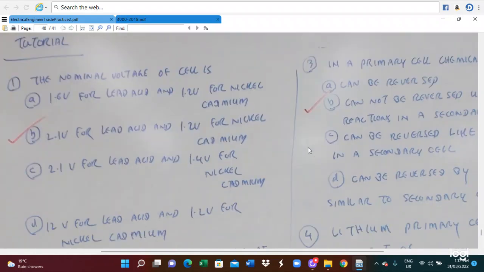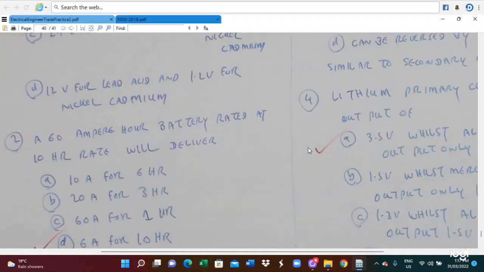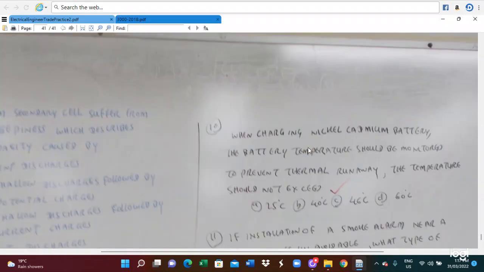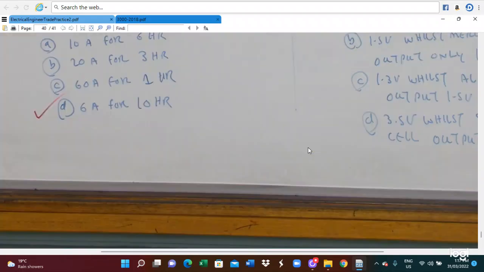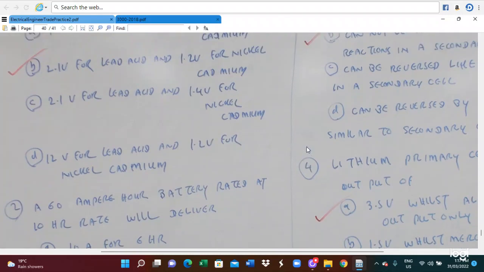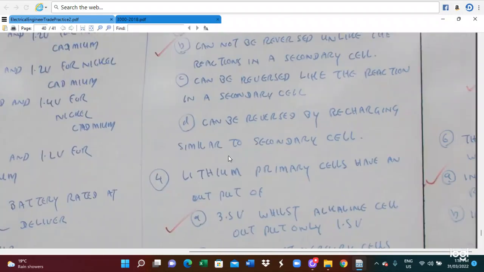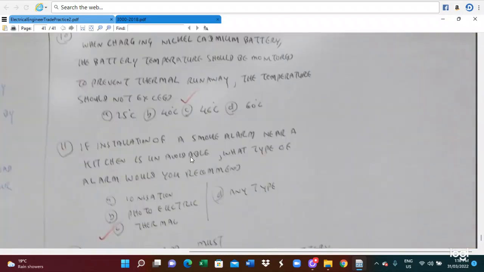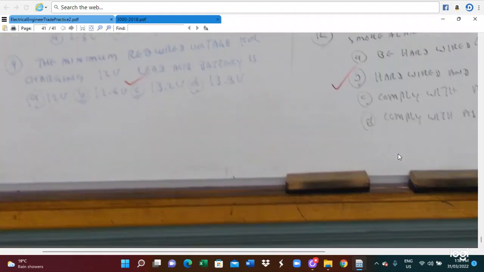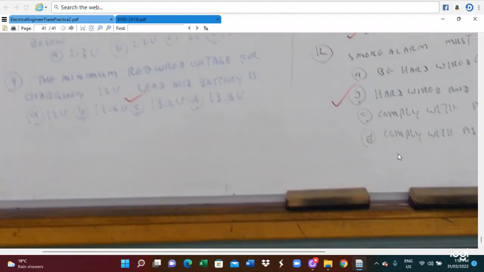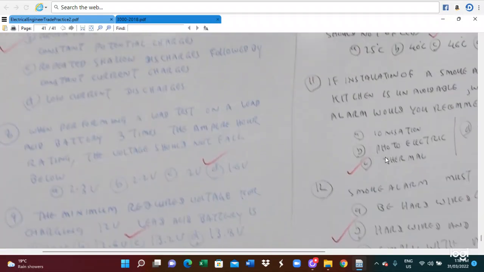Based on this, you have to do those tutorial questions. In this lesson, I have explained the standby power supply, the requirement of the generator, and the appropriate area 3000 rule. I also explained the battery.